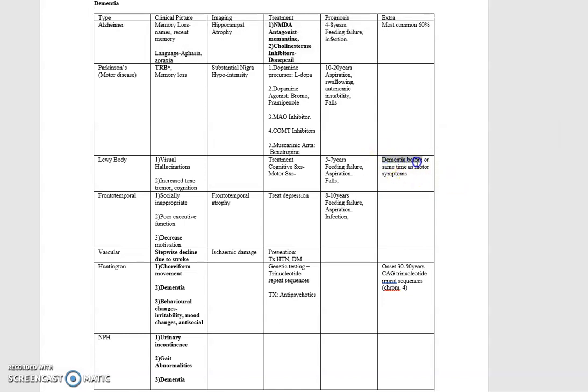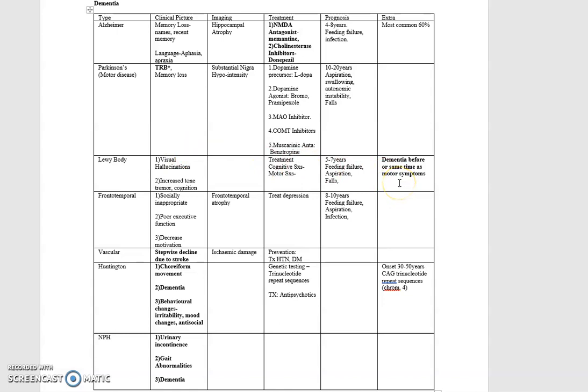Now the interesting thing, sorry, I would like to put this in tick because it's very, very important. The interesting thing about Lewy body dementia is that dementia occurs before or at the same time as the motor symptoms. Whereas in Parkinson's disease, you have the motor symptoms coming first. That is why I've put it in tick here, so that we can contrast with Parkinson's disease.